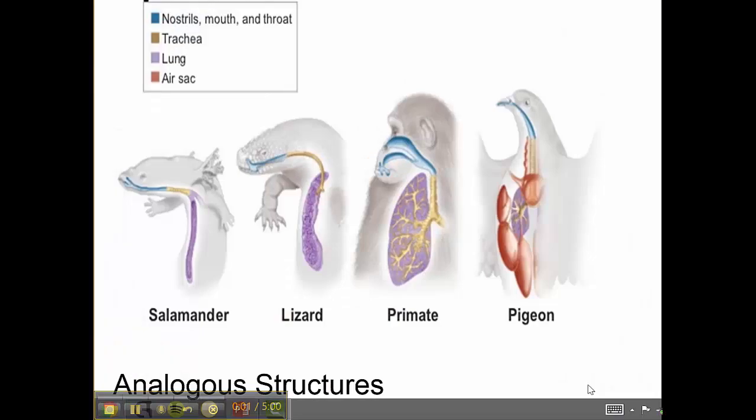The opposite of homologous structures are analogous structures. Rather than having similar structures and different functions, analogous structures have different structures but the same function. As shown in this diagram, all 4 animals breathe the same air the same way, but the makeup of the respiratory system is much different, especially how the pigeon is the only one with air sacs, making it completely different than the others.